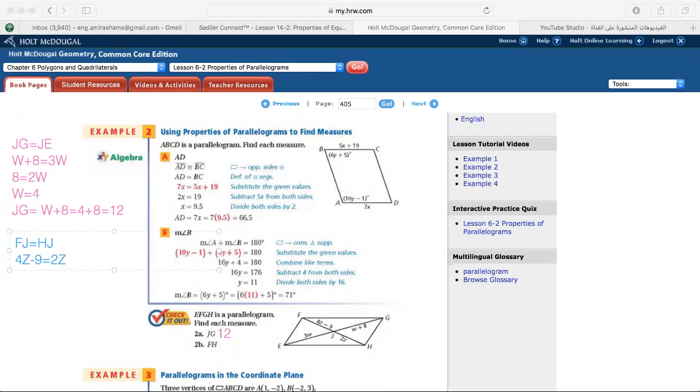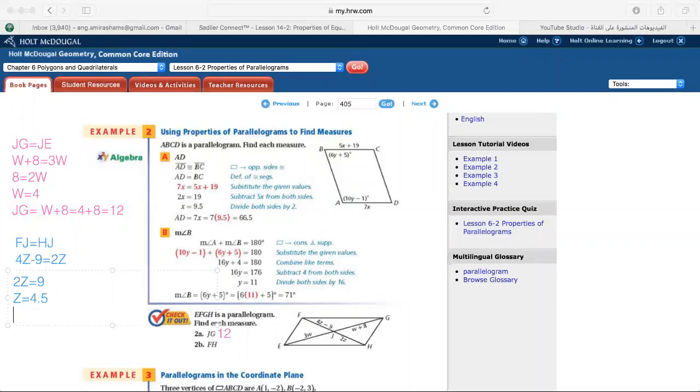Subtract 9 from both, subtract 2Z first, then, wait here, yes, subtract 2Z, then subtract, wait, why is it not, I have a problem here girls, sorry. Yes, subtract 2Z, then add 9, so I will have 2Z is equal to 9. I subtracted 2Z from both sides, then I added 9, so Z is equal to 4.5.